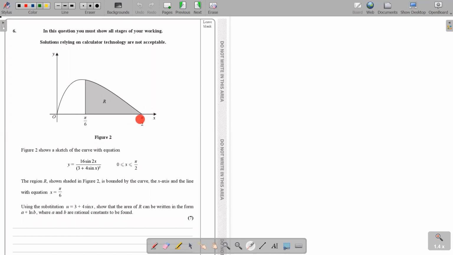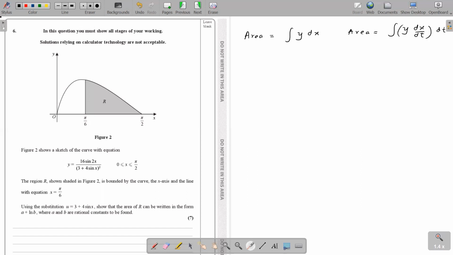Using the substitution u equals 3 plus 4 sine x, show that the area of R can be written in the form a plus ln b, where a and b are rational constants to be found. Okay. How do we get the area? Normally, for area, we have two equations that we use. Area equals integration of y dx, if you have it in Cartesian form. Or else if you have it in parametric form, we use area equals integration of y dx by dt with respect to t.